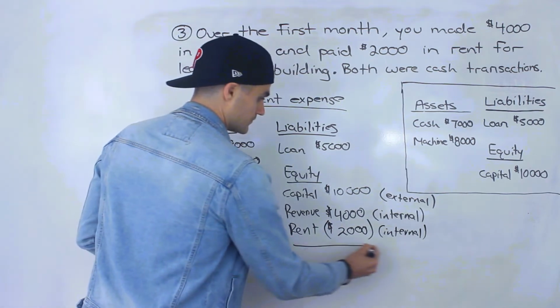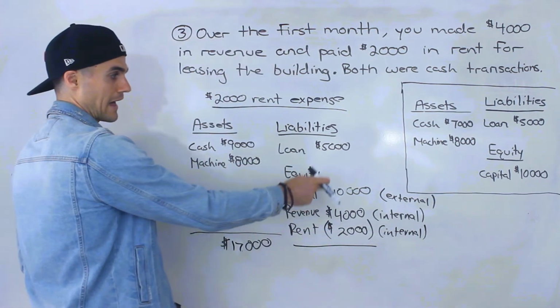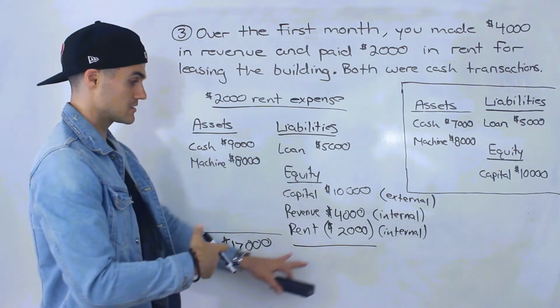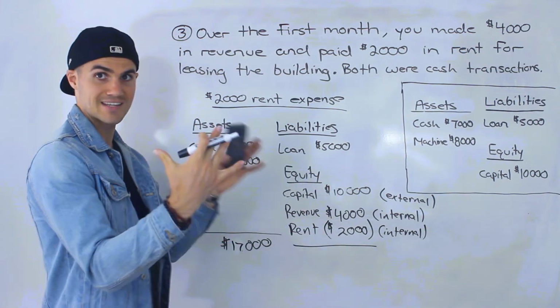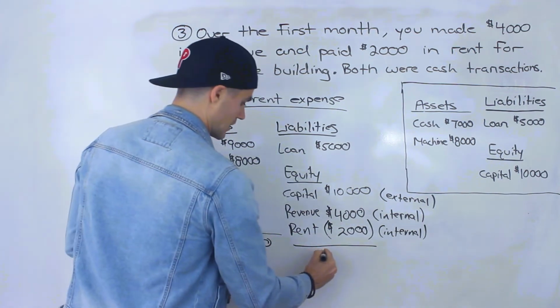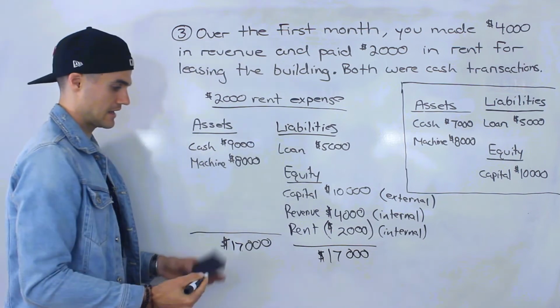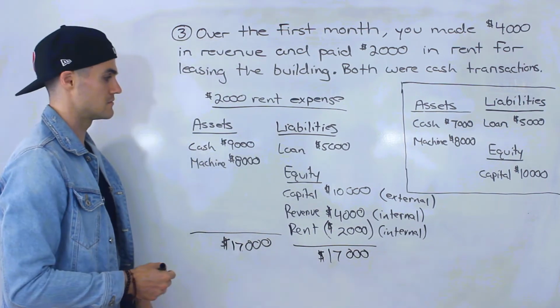And so now notice that everything will balance because we'll have 5,000 plus 10,000 plus 4,000, which is 19,000, but then we're subtracting this 2,000. That's a negative number in brackets. And so we would end up having 17,000 on the right side. And now notice the left side and the right side balance.